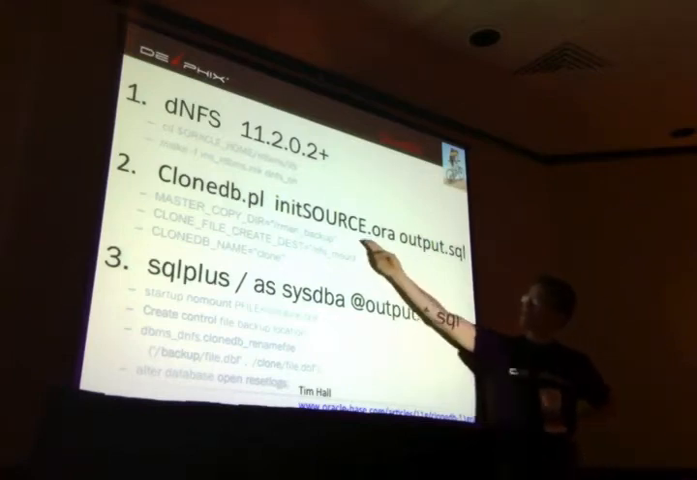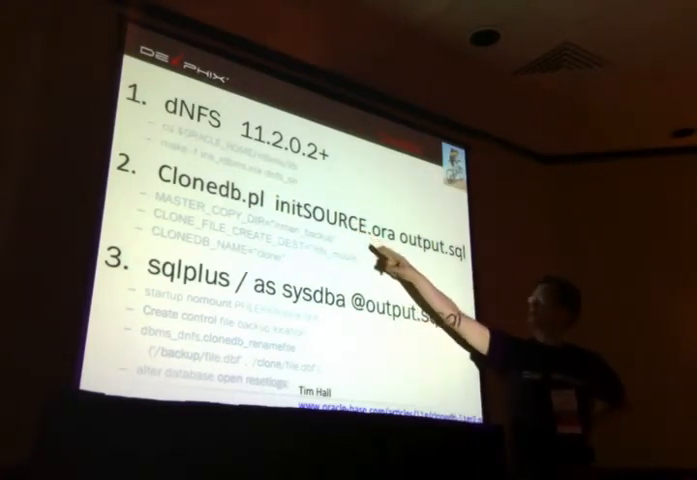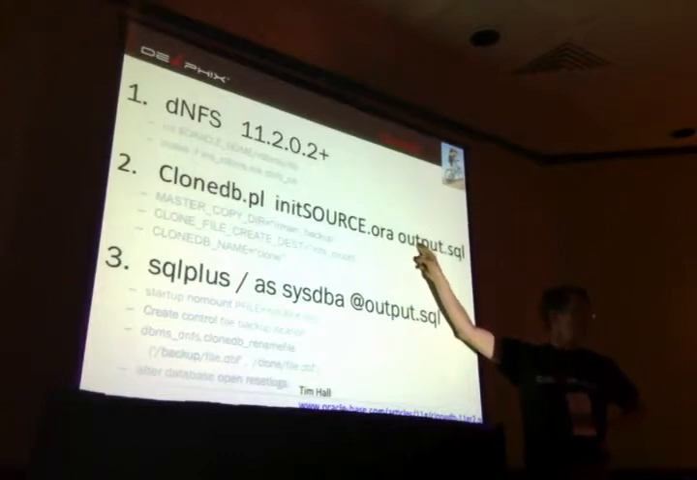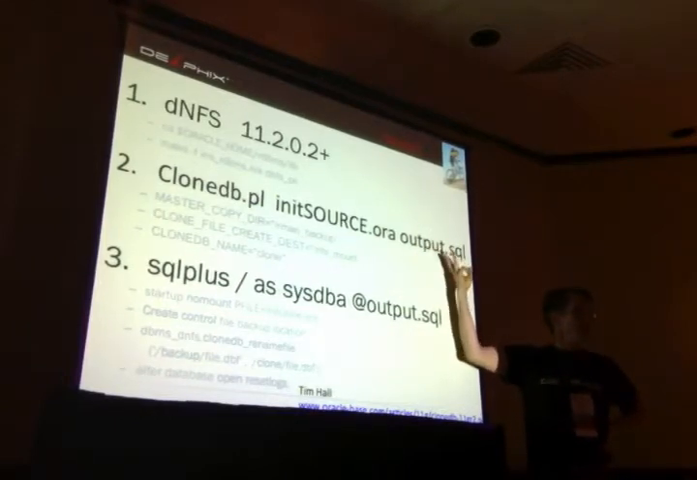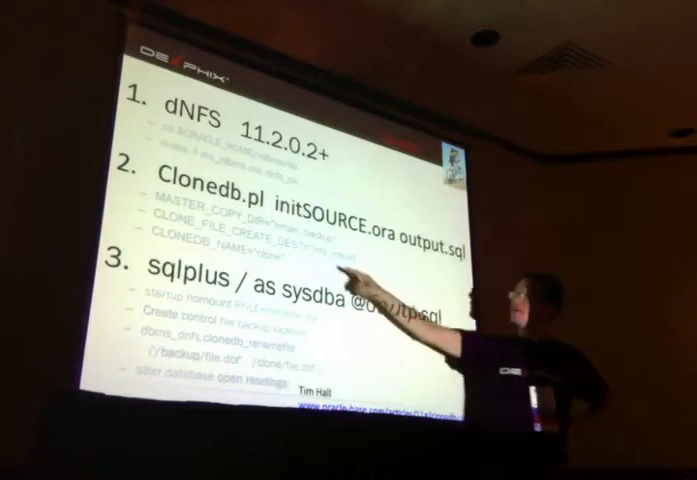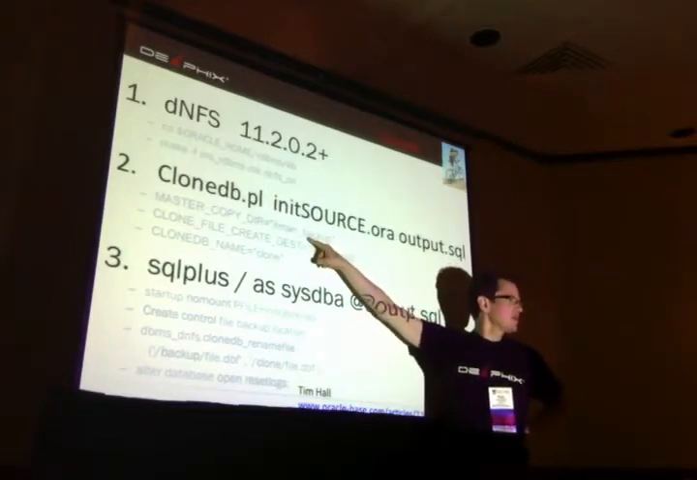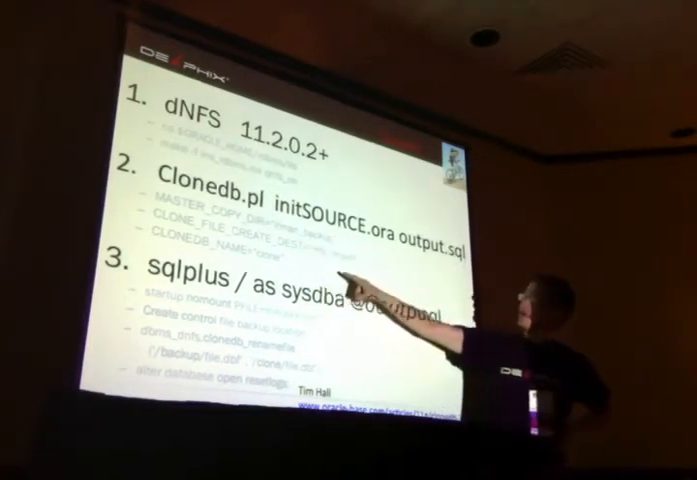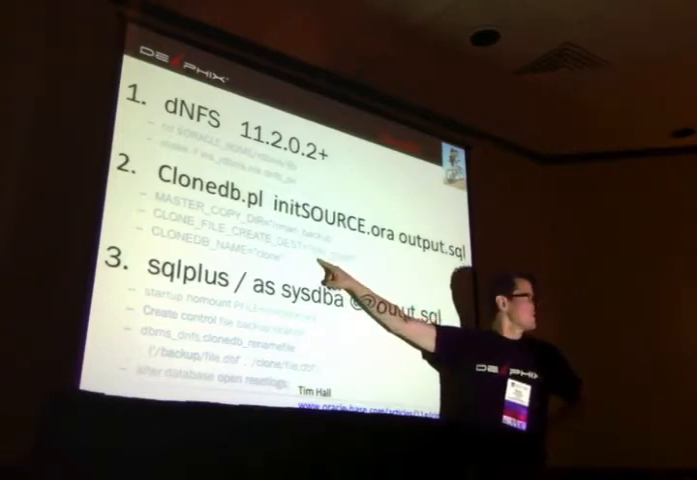There's a secret Perl script called clonedb.pl that's available only on MetaLink. And it takes two arguments. It takes the init.ora of the source database, the original database, and an output file name. And before I run it, I need three environment variables. I need to tell it where the RMAN backup is located, the directory it's in. I need to tell it where it's going to put the sparse file.